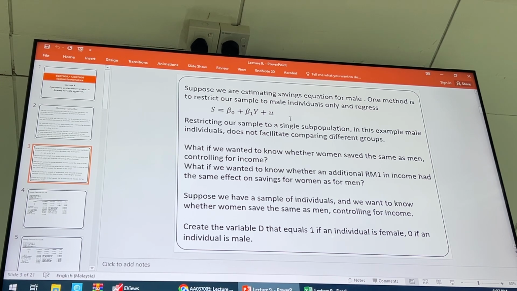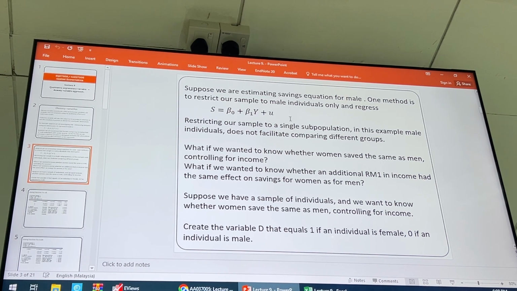However, restricting our sample to a single subpopulation, in this example male individuals, does not facilitate comparing different groups. It does not allow us to perform hypothesis testing in order to say that there is a significant difference between the two groups. Although we can estimate two different models for different groups, by doing so it does not allow us to perform hypothesis testing to say whether there is a significant difference between the two groups. Okay, so that's one of the problems.